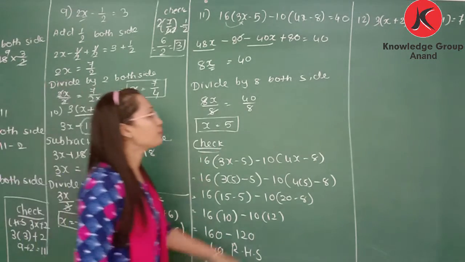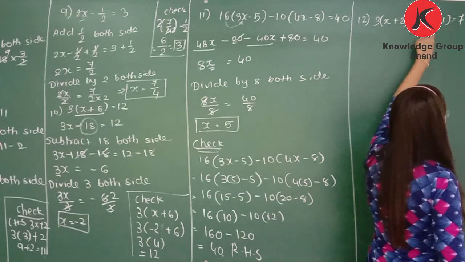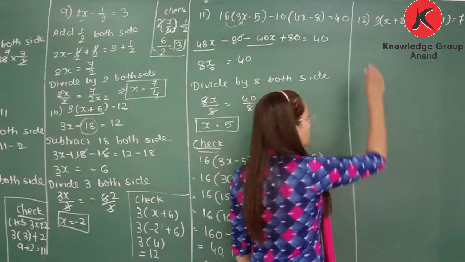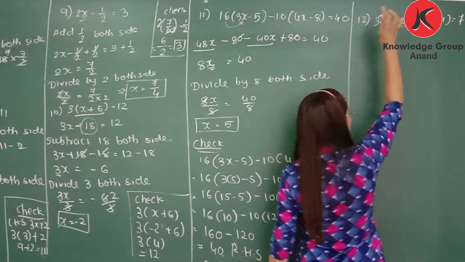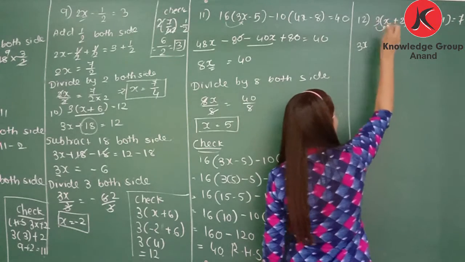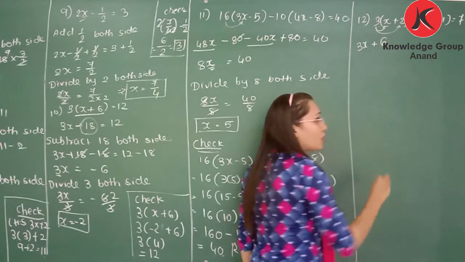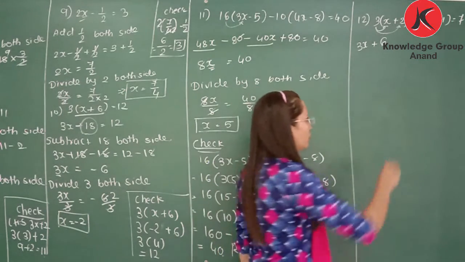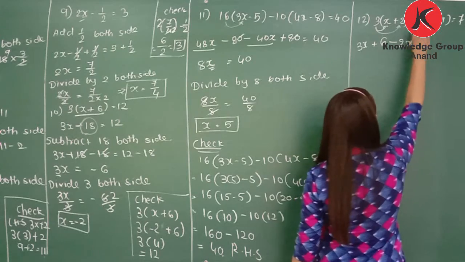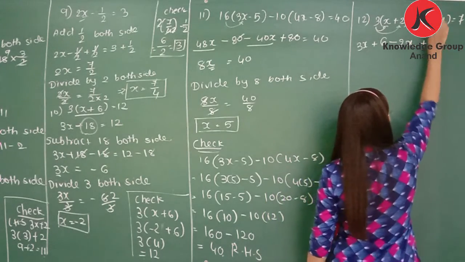Now the next one. 3(x plus 2) minus 2(x minus 1) is equal to 7. First of all we will simplify by multiplying this 3 with both numbers. So 3 is multiplied with x, that is 3x, and 3 is multiplied with 2, that is 6. This is the distributive property. Now minus 2 is multiplied with x, so minus 2x, and minus 2 is multiplied with minus 1, so it is plus 2.